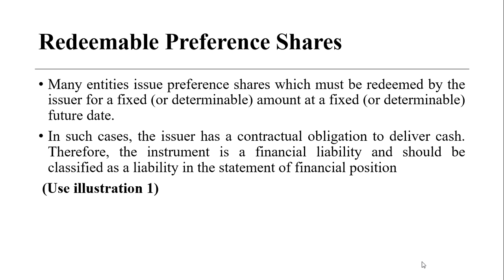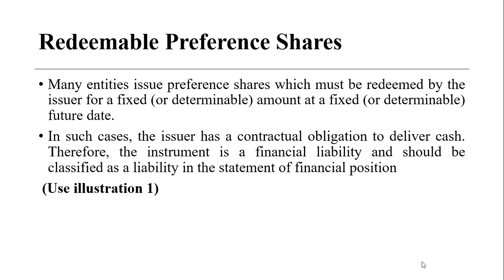Now let us get on to the practical aspects of our discussion. We want to focus on redeemable preference shares as our starting point. Number one, many entities issue preference shares which may be redeemed by the issuer for a fixed amount at a fixed future date. This means that the redeemable preference share can be treated as debt. Why? Because this is a clear characteristic of a debt instrument. In such cases, the issuer has a contractual obligation to deliver cash.